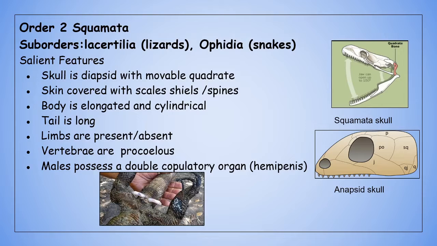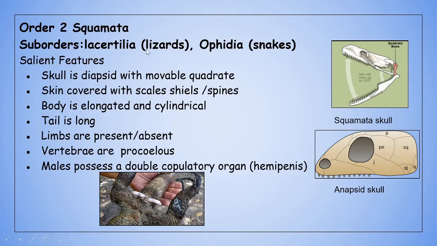We discussed order Rhynchocephalia and its example Sphenodon in the last session, and today we are going to discuss the second order coming under subclass Diapsida, and that is Squamata. Order Squamata is divided into two suborders. They are Lacertilia, which includes lizards, and Ophidia, which includes snakes.